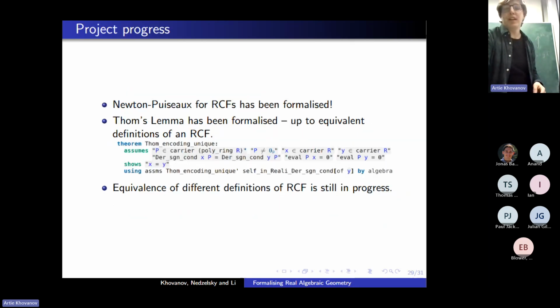Just before I finish, a small note on project progress. Newton Puiseux has been formalized for RCS, and Thom's lemma has been formalized up to equivalent definitions. We're still working on the equivalent definition stuff because Newton Puiseux uses the polynomial roots definition, and Thom's lemma uses the intermediate value theorem definition more naturally. So that's where we've got to, which is pretty good, but the symmetric polynomials are actually a pain.